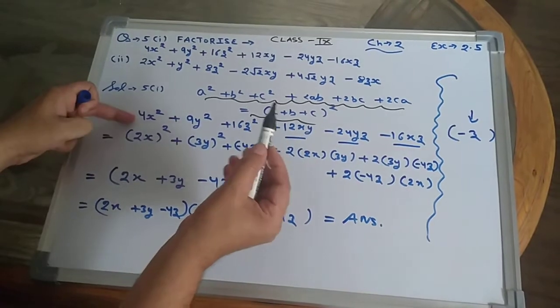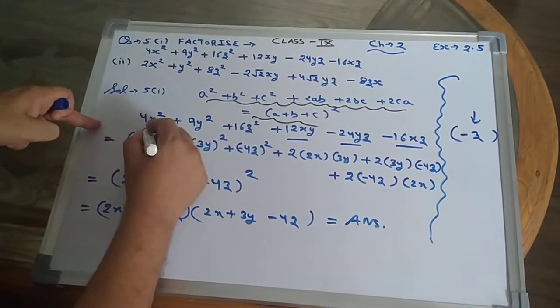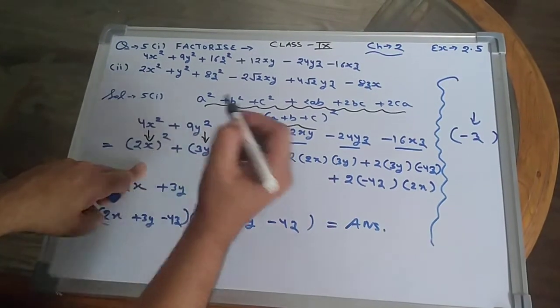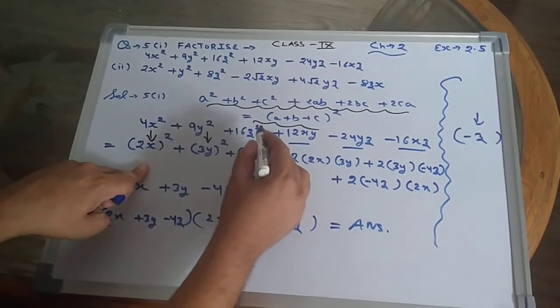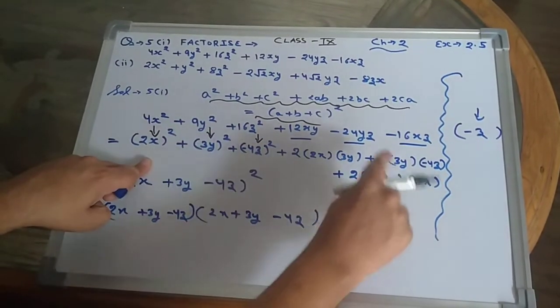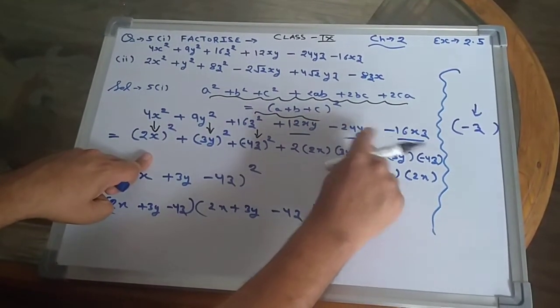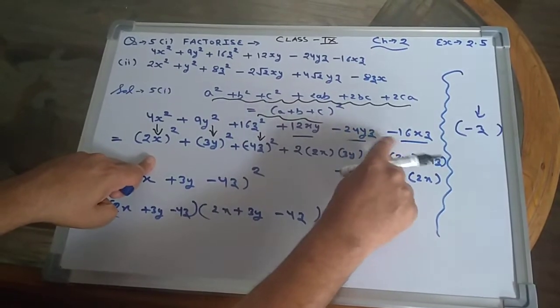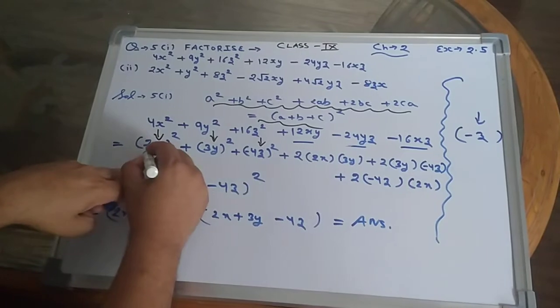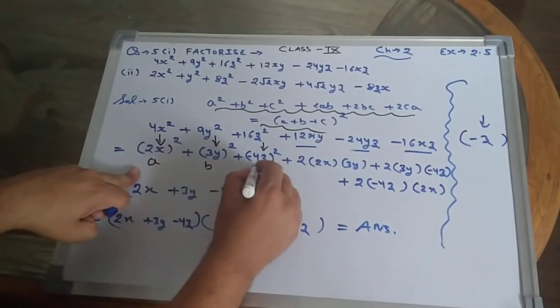Now 4x square is a square of 2x, 9y square is a square of 3y, and 16z square is a square of 4z. But I put minus in this bracket because of this reason, because minus is common in these last two terms. Now this is our a, this is our b, this is our c.